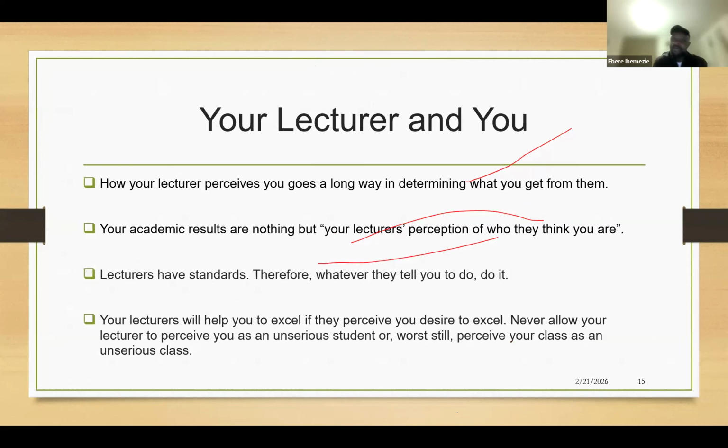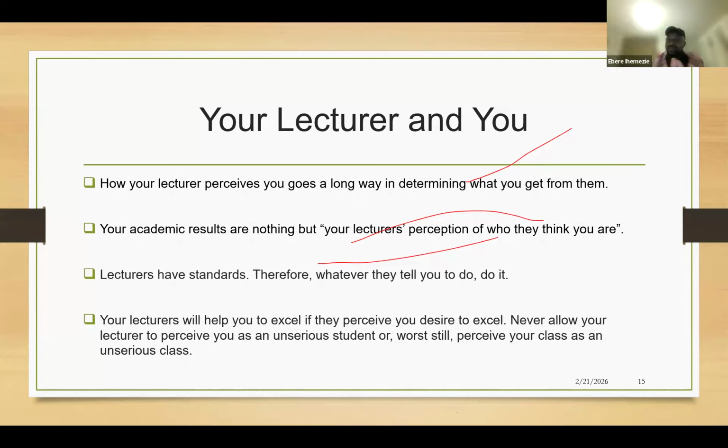Now, the last thing I need to talk about, because this takes me back to what I said at the beginning about the academic system, is understanding your lecturer, or the relationship or the perception between the lecturer and you. How your lecturer perceives you goes a long way in determining what you get from them. As a matter of fact, your academic result is simply your lecturer's perception of who they think you are. And I'm very careful to use the words who they think you are, because they may be wrong. I'm a lecturer myself. But whatever grade you are getting, or whatever grade you're coming out of the university with, is simply what the lecturer perceives you to be.